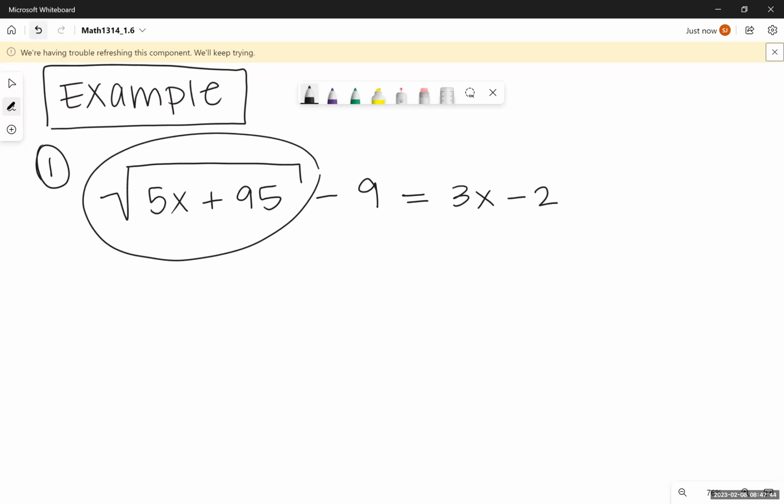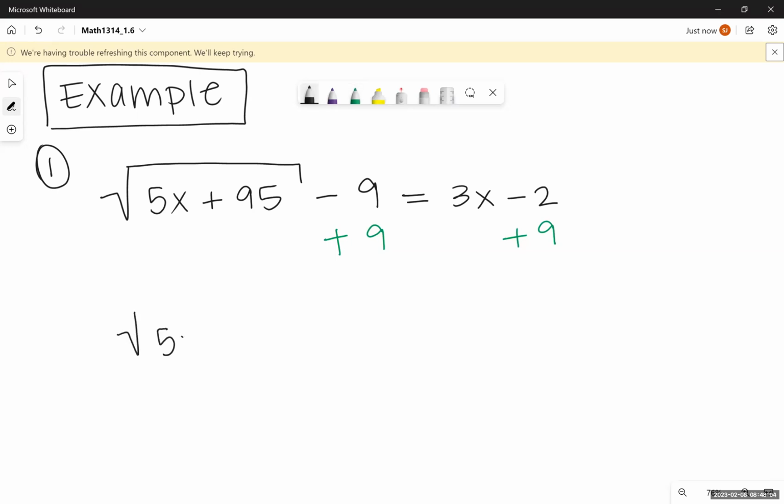Isolate means to get it alone. To get this alone, I need to move anything that's around it away from it. So this 9 would need to be moved to the other side so that the radical term is by itself, and I would have the square root of 5x plus 95. Those are going to cancel, which is what I wanted, equals 3x. Signs are different, so I subtract.